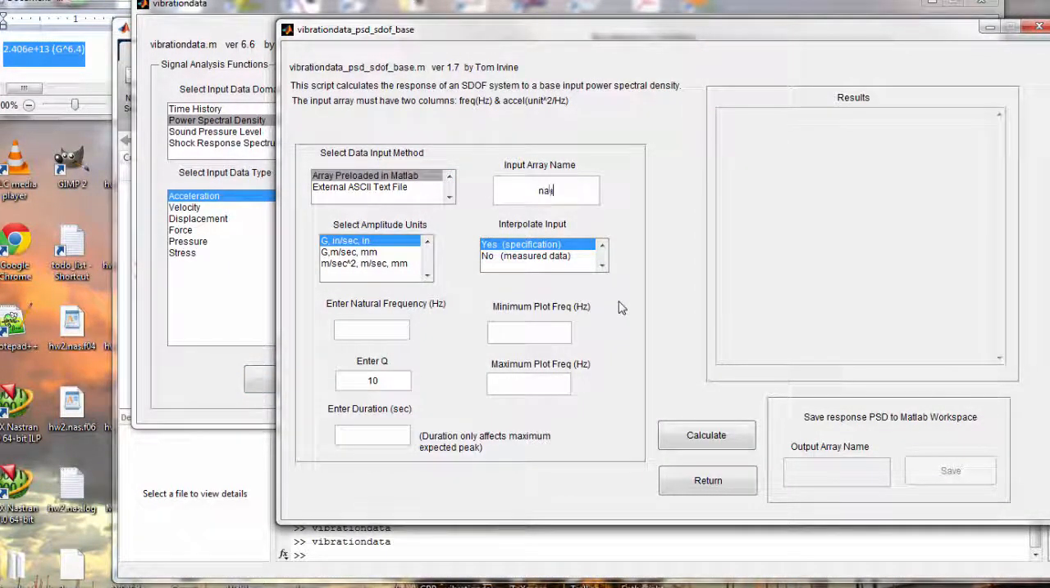We've run this one before, so I'm not going to go through all the details. NavMat underscore spec is our PSD base input, English units. It is a specification, so I'll interpolate. 300 hertz. Q is equal to 10, 60 seconds. The maximum plot, okay, this is a 20 to 2000 hertz. There's a side note here that the duration only affects the maximum expected peak. It does not affect the RMS value or the 3 sigma values. Calculate.